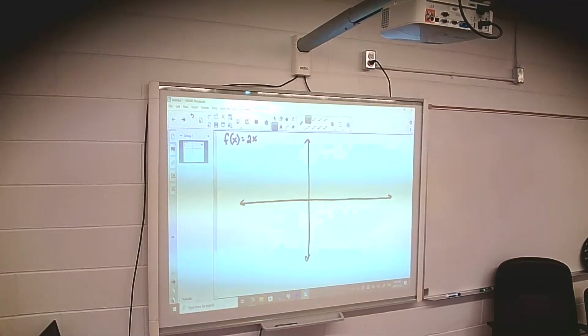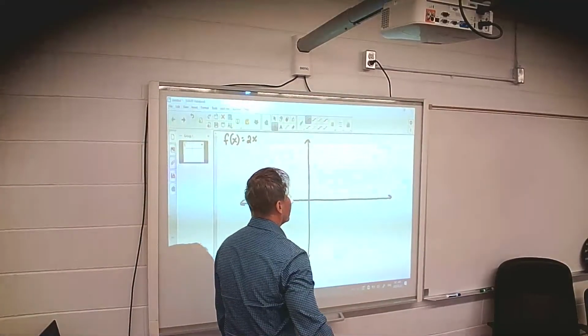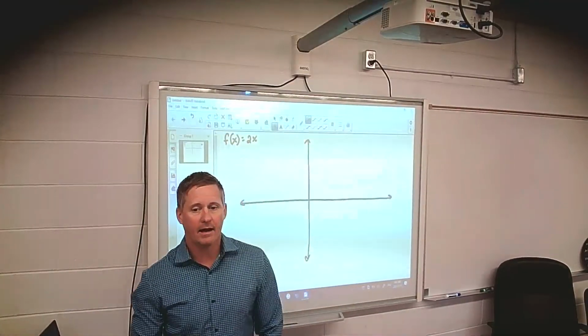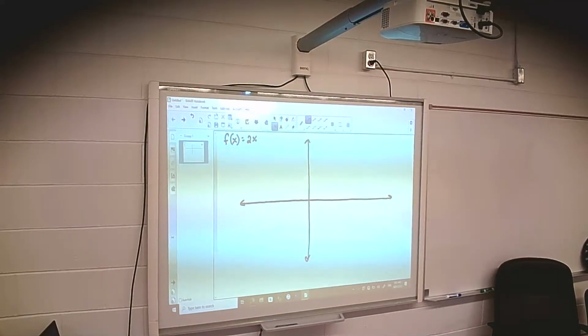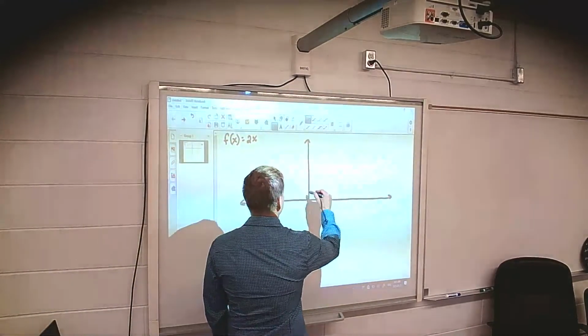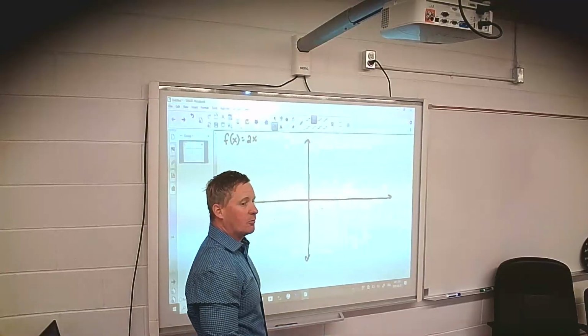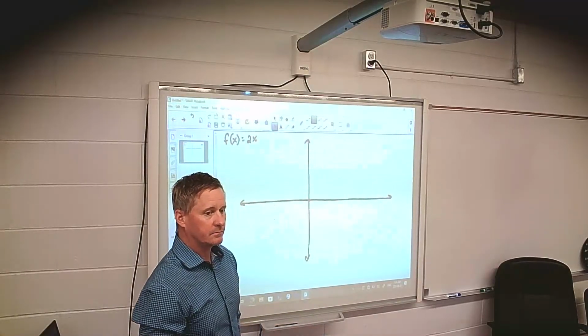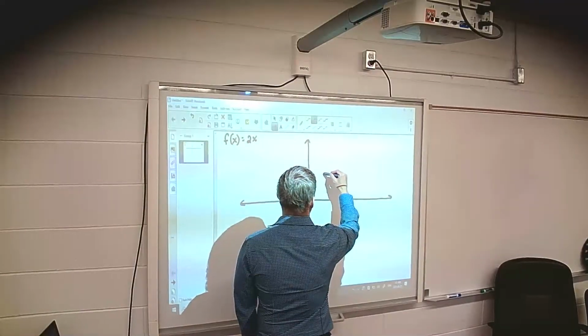Now, I'm going to do this a little differently. I'm not going to use the table of values. I'm going to treat this as a line, and I'm going to graph a line. So I'm going to graph this line, y equals 2x. Where's my starting point? 0 and 0. So I start right here. Where does my slope tell me to go? Up 2, 1 to the right.